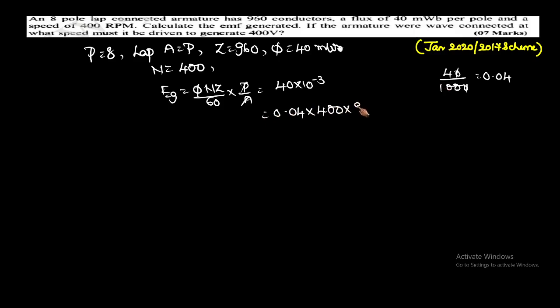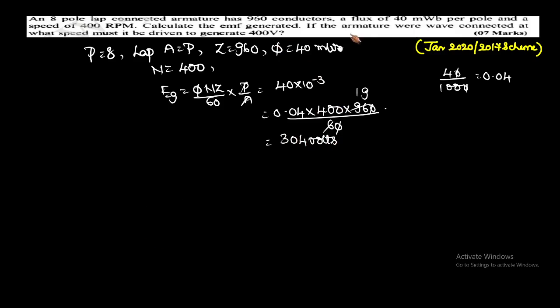Next, how many conductors? 960 divided by 60, that is the EMF generated. First we will calculate the EMF generated. So 6 ones are 6, 6 19s, I think so. Let us multiply 400 into 19. So you will get 304 volts as the EMF generated.